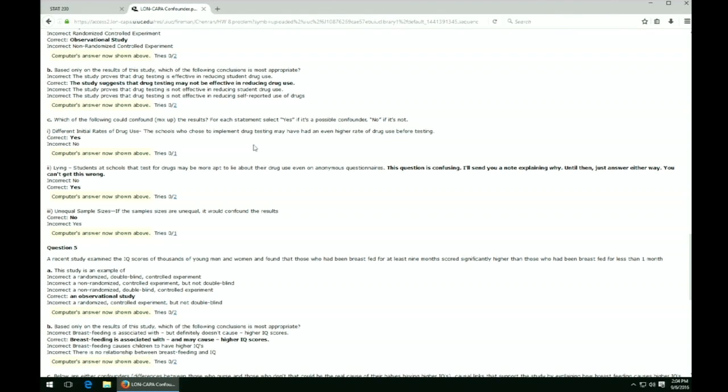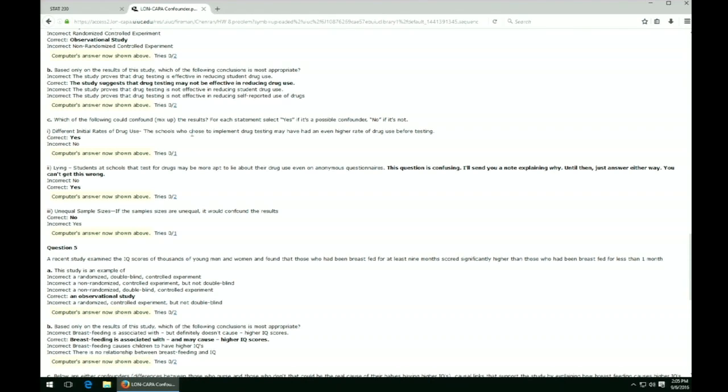One big difference might be the different initial rates of drug use. The schools who chose to implement the drug testing may have a higher rate before testing. So if they didn't measure that, which they did not, look at that ahead of time, then the fact that they're even at the end doesn't tell you anything. If they're even at the end and the school that implemented the drug testing was higher to begin with, well, then the drug testing program did work, right? We can't tell because they didn't look at that difference.